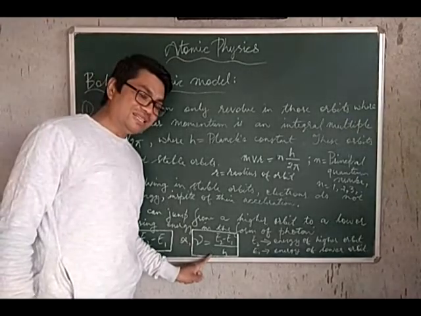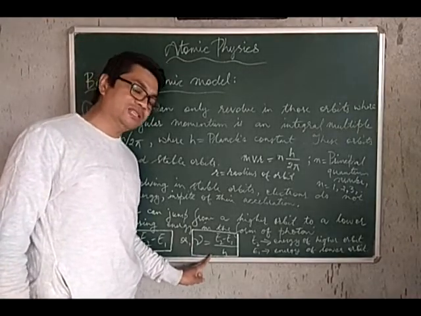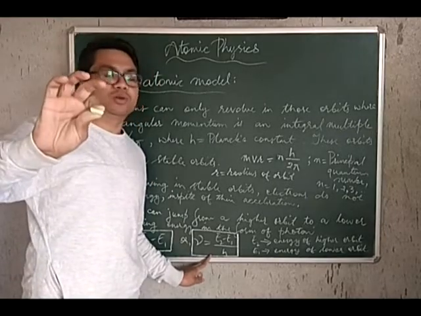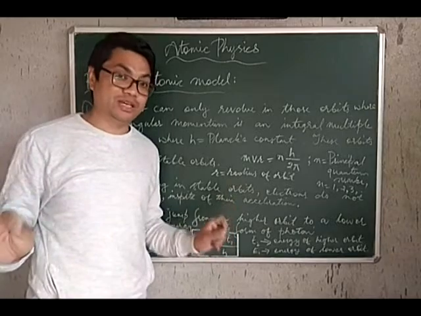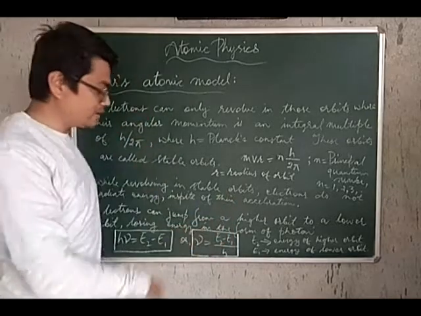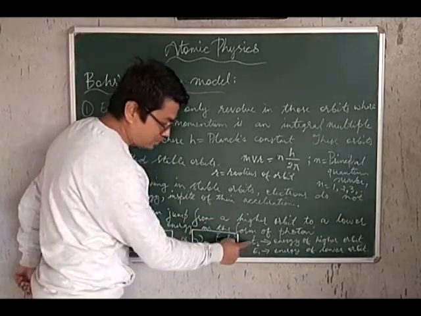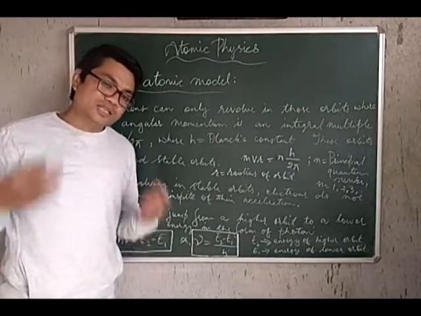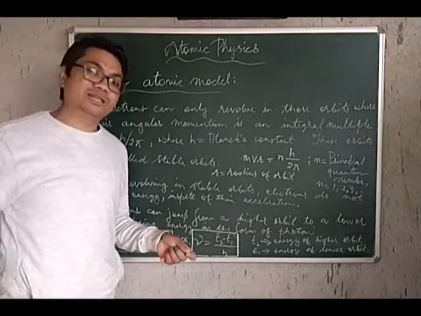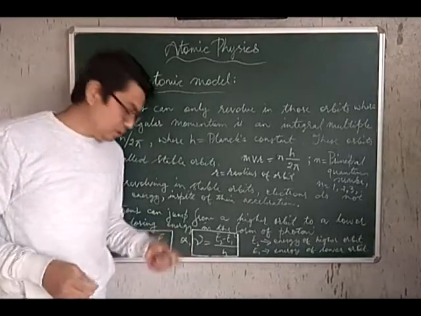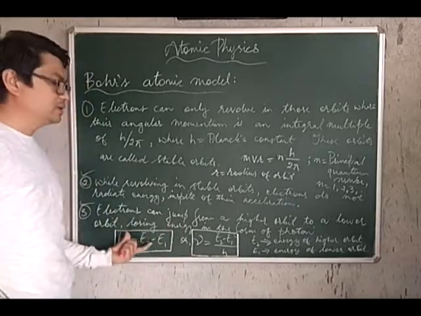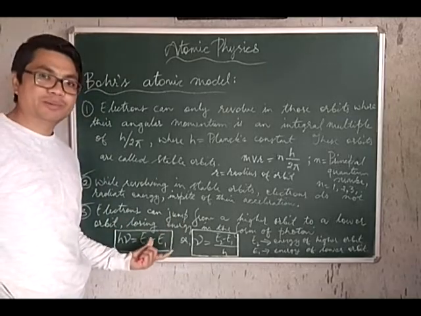Now, why are we seeing line spectrum? We are seeing line spectrum only when an electron jumps from a higher orbit to a lower orbit, not at any other point of time. Only when the electron jumps from a higher orbit to a lower orbit do we get to see light, we get to see a photon. So this point explains the line spectrum, remember.